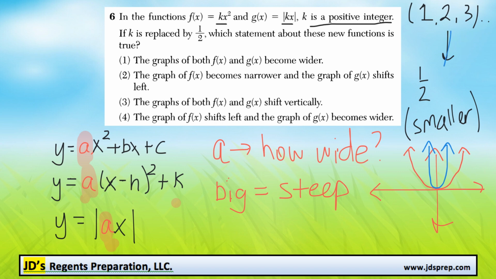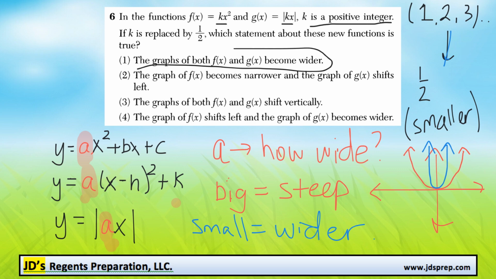So in this case, when we're dealing with the coefficient becoming smaller, that would make the opposite result happen. The graph would become wider in all of these cases. So looking at our potential answers, the correct one would be option number 1. The graphs of both of them would become wider because our coefficient is getting smaller.